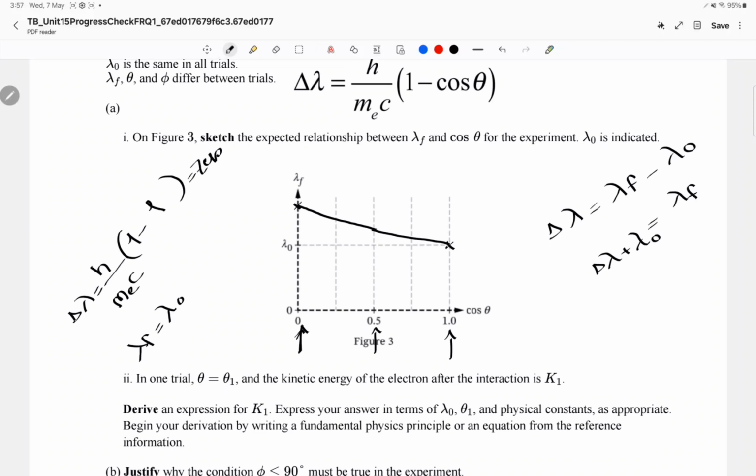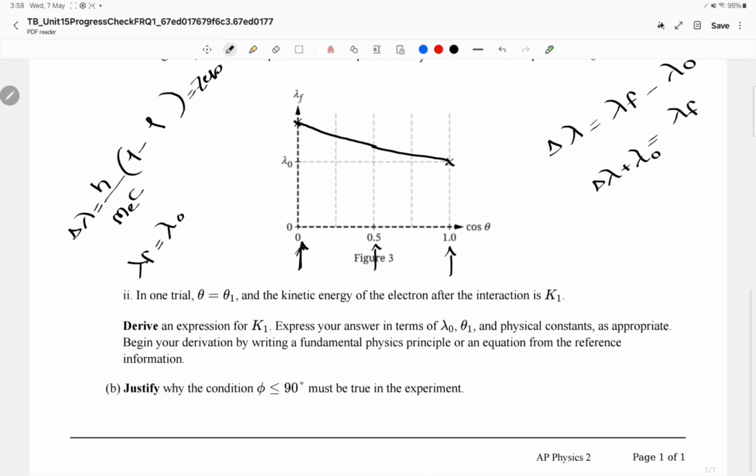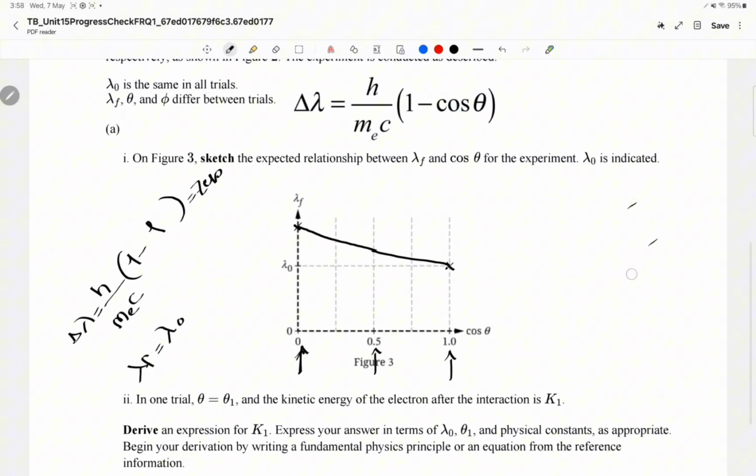Okay. In one trial, theta is equal to theta 1, and the kinetic energy of the electron after the interaction is equal to K1. Derive an expression for K1. Okay, let's do that. So, essentially, the energy of the photon before is equal to the energy of the photon after plus the K1, which is the kinetic energy of the electron. Correct?